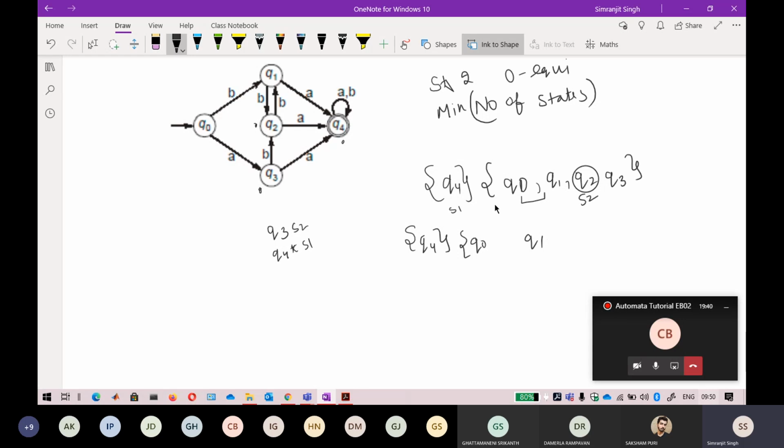Okay, so there are only two possibilities. Suppose you check it with that set and it is not equivalent to this set, you have to check it for Q1. Again, if you check it and it is also not equivalent to Q1, you have to open another set and place Q2 there. So this is the procedure here.